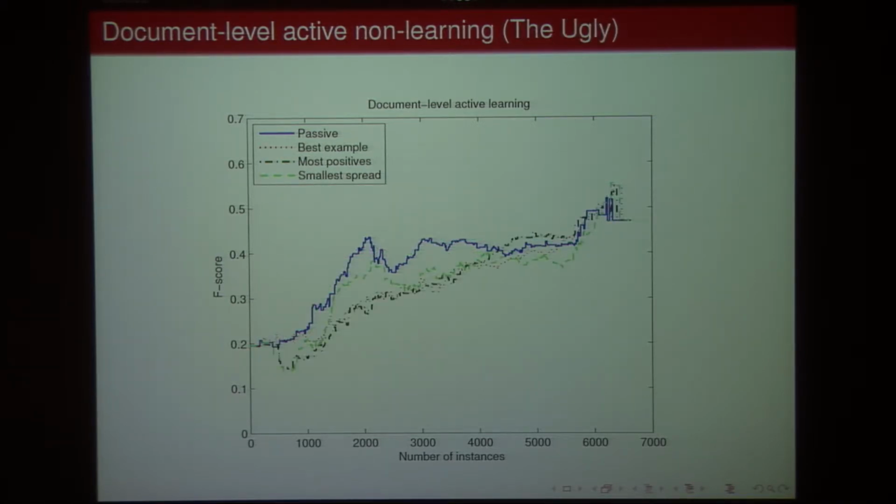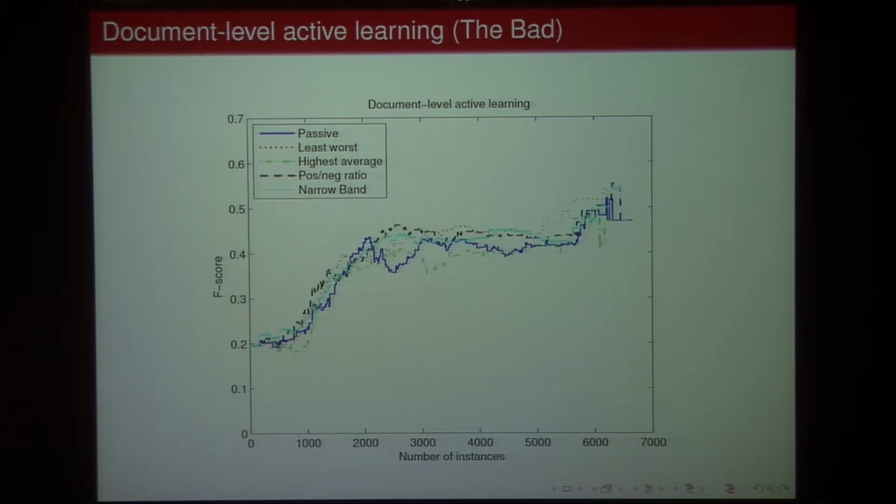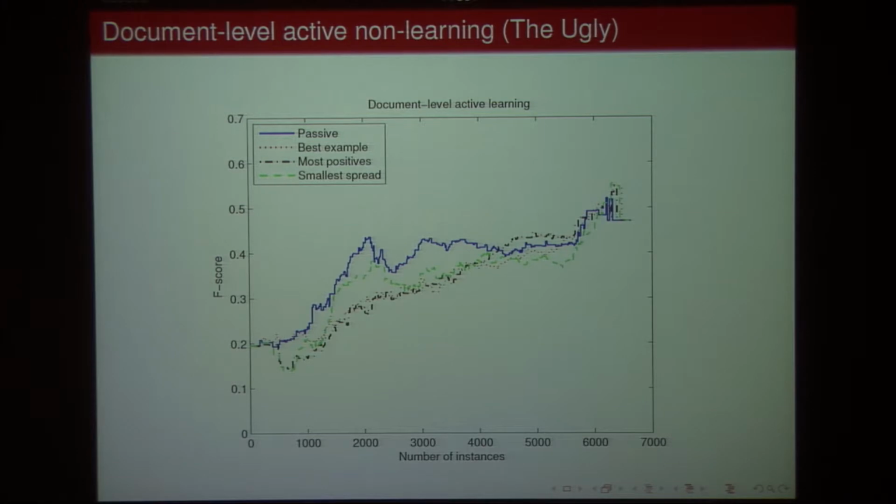Then it gets worse when you look at the other methods. I didn't put them all on one slide because there are so many of them, but these are the first 4, and these are the 3 that are actually a little bit worse. So somehow you're doing worse than random.